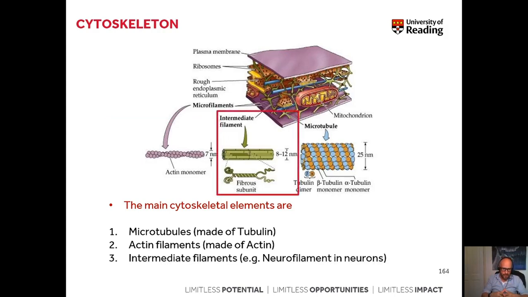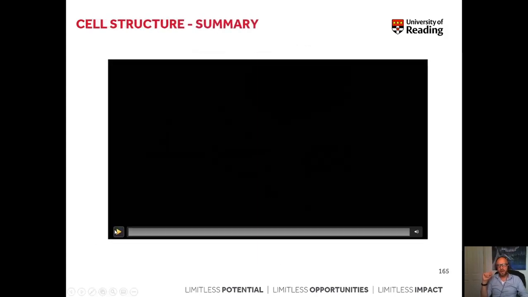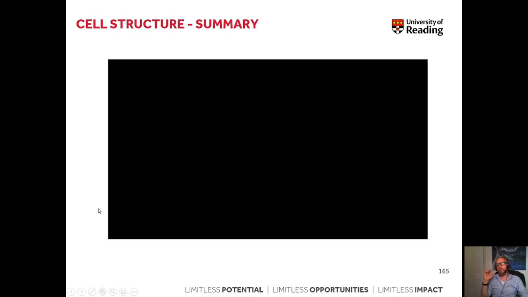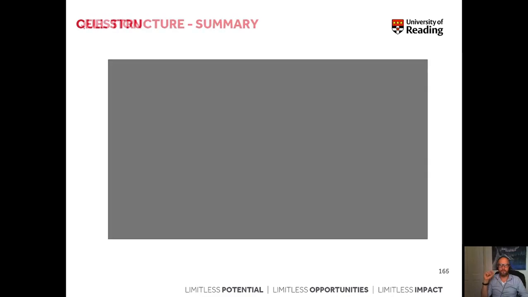Last but not least, we do have in our cells the so-called intermediate filaments, for example neurofilament, which is specific for nerve cells. As the name already suggests, intermediate filaments are in between regarding their size. They are certainly smaller than microtubules, but they are larger than actin filaments, and they vary in size between 8 and 12 nanometers. So now I would like to show you a brief video summarizing the cell structures we have discussed so far.